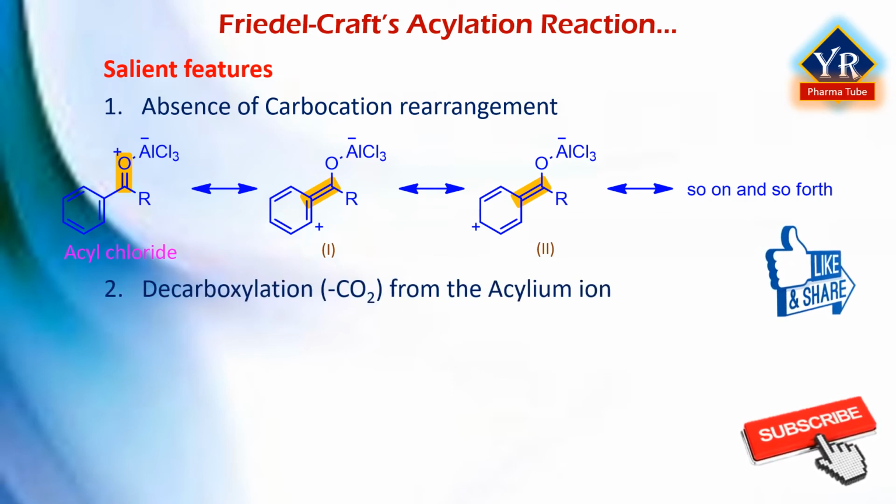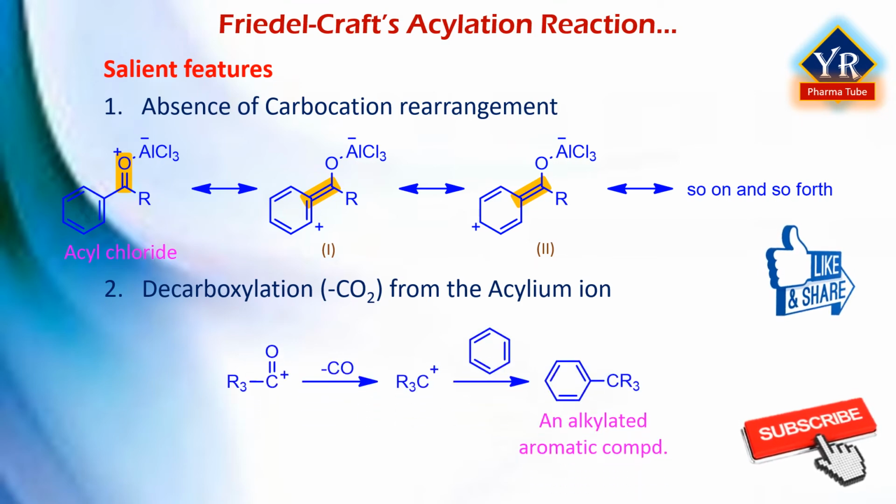Number 2. Decarboxylation from the acylium ion. It may be critically observed that the so-called side chain results in the formation of the carbonium ion. This, on being further subjected to treatment with an aromatic ring, for example benzene, yields an alkylated benzene derivative.